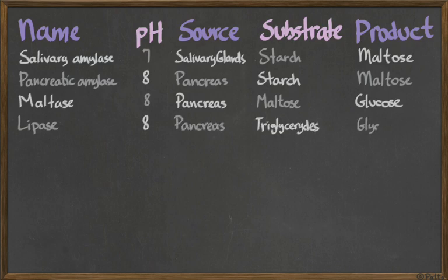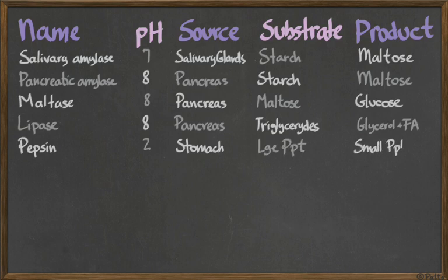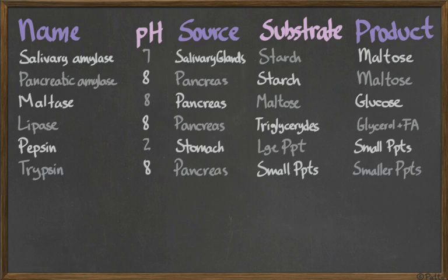Lipase, which is pancreatic lipase, optimum pH 8, produced by the pancreas, works in the small intestine, breaks triglycerides into glycerol and fatty acids. Pepsin, not Coca-Cola-sin, optimum pH is 2, produced by the stomach, works in the stomach, and breaks large polypeptides into smaller polypeptides. Trypsin, produced by the pancreas, optimum pH 8, because it works in the small intestine, it breaks the small polypeptides into even smaller polypeptides. Okay?